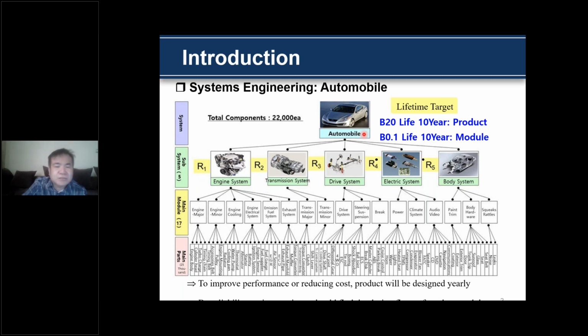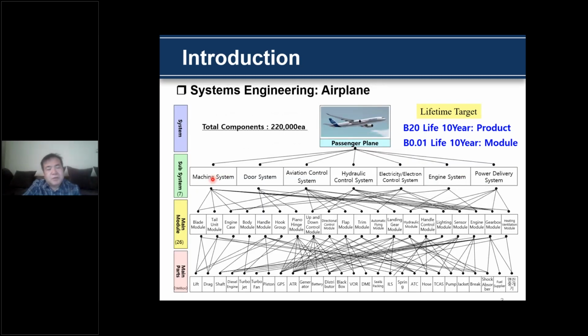This is another product of a mechanical system, the airplane. An airplane consists of the machine system, door, and the aviation control, etc. Total components are 200,000 pieces. The life target is 10 years.